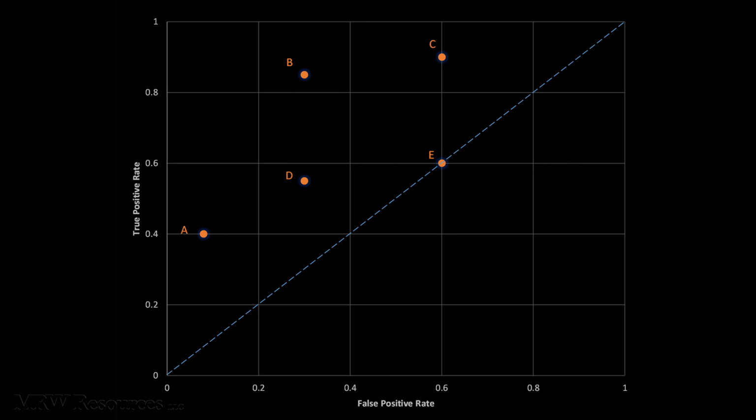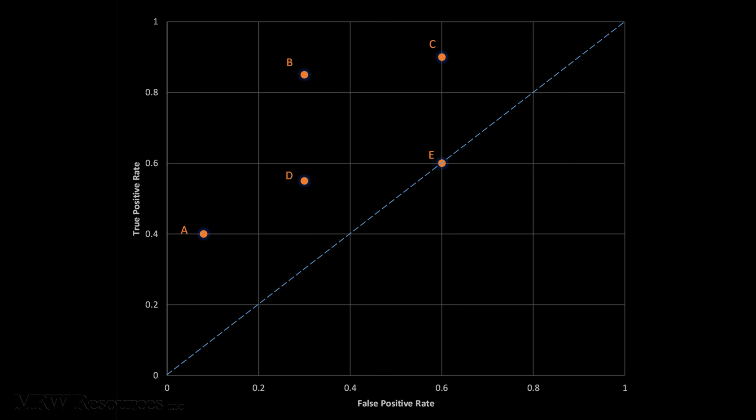Note that the rates apply to the actual class. False positives are all negative cases that we incorrectly predicted positive, while true positives are those positive cases that we correctly predict. As a result, we also have true negatives and false negatives. False negatives would be those positive cases we incorrectly predicted as negative. No matter where we are on that blue line, we'll predict half of the classes correctly and half incorrectly.